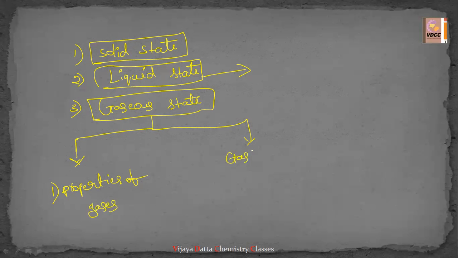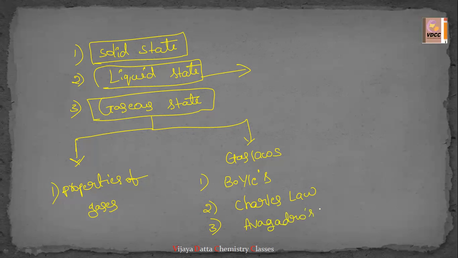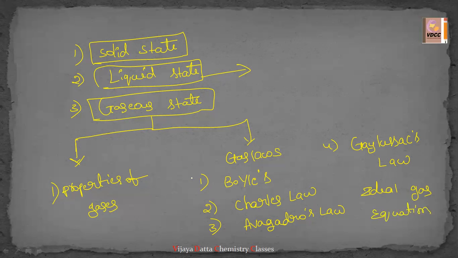Next, gas laws. What are those gas laws? The first one is Boyle's law, the second one is Charles's law, and the third one is Avogadro's law. We are going to discuss Boyle's law, Charles's law, and Avogadro's law here, and also Gay-Lussac's law, and next, the ideal gas equation. These laws and this ideal gas equation I am going to explain in this video.